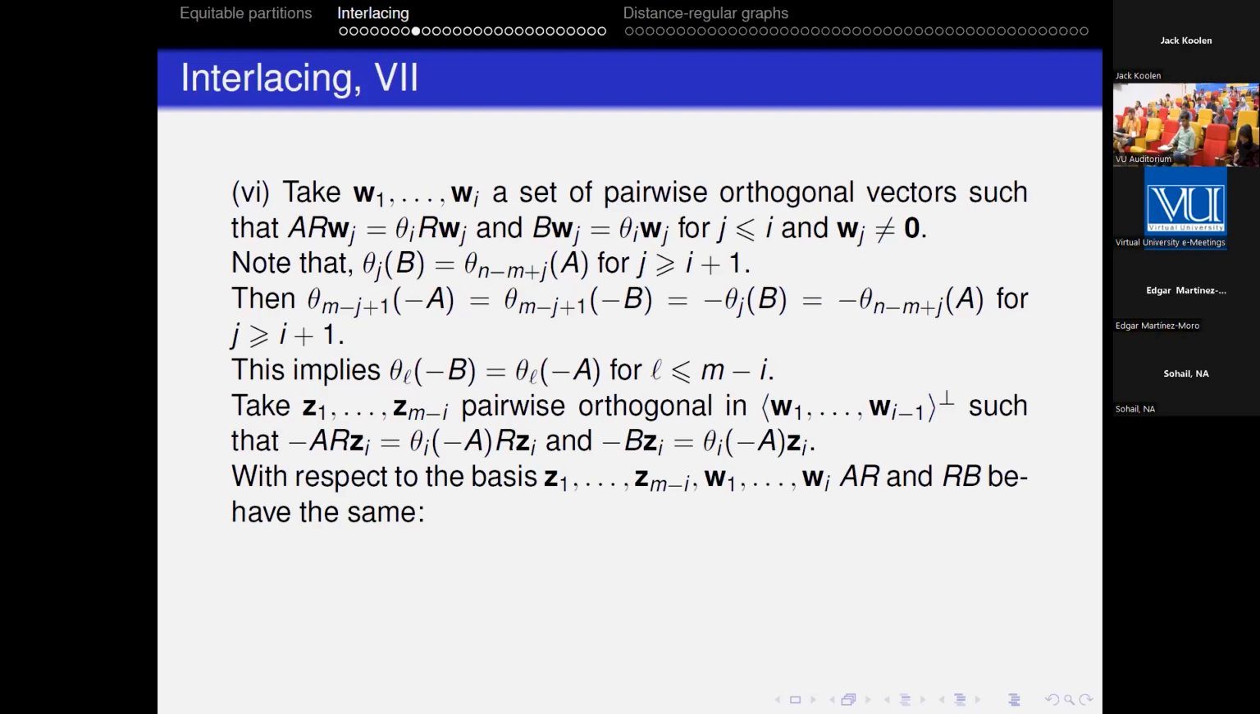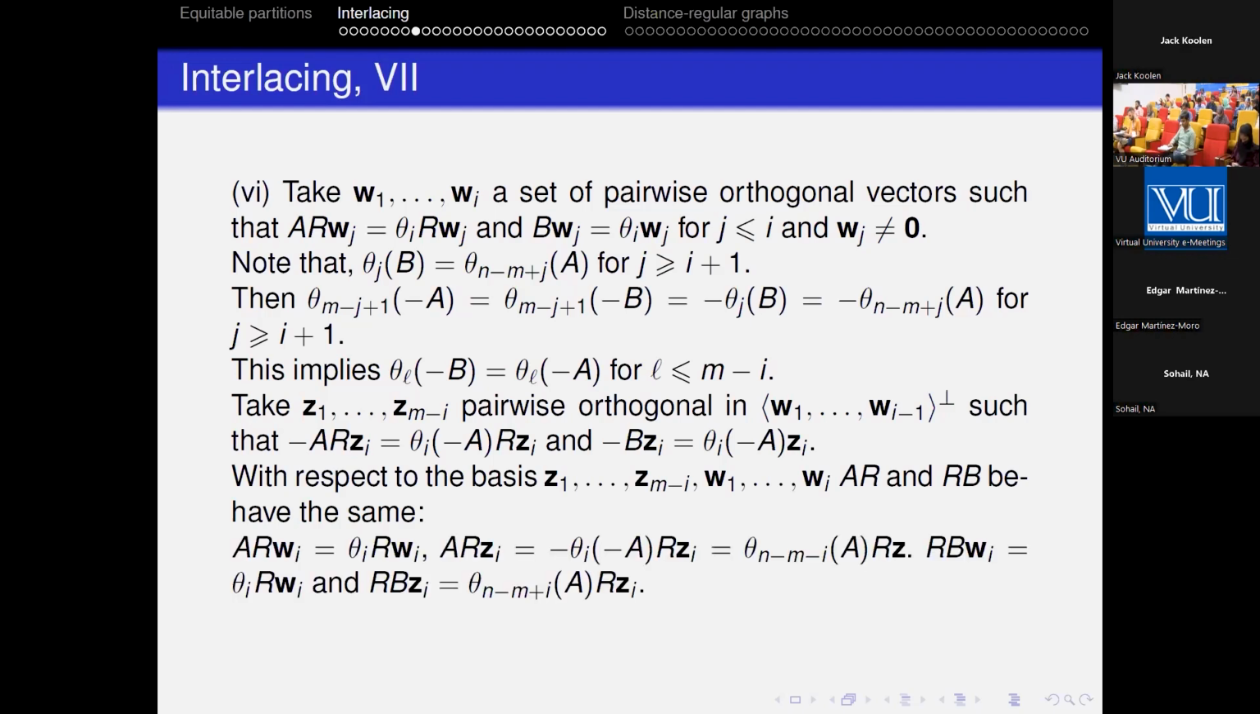And then you easily can show that AR and RB behave the same on this space of eigenvectors, on this basis of eigenvectors. So then they must be the same matrix. If they behave the same on this set of bases, then they must be the same. Yes. And this is the end of the proof for the theorem. So this shows everything. So this is where we have shown the interlacing theorem.